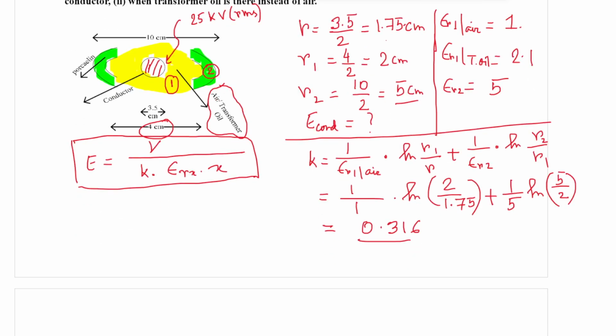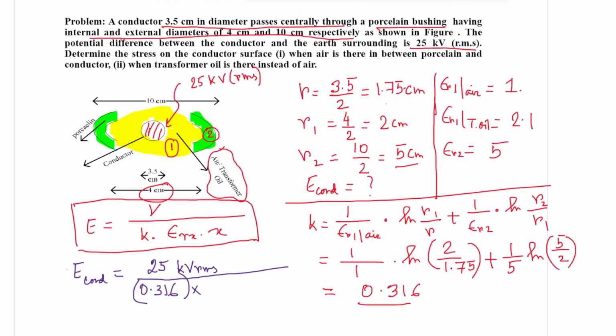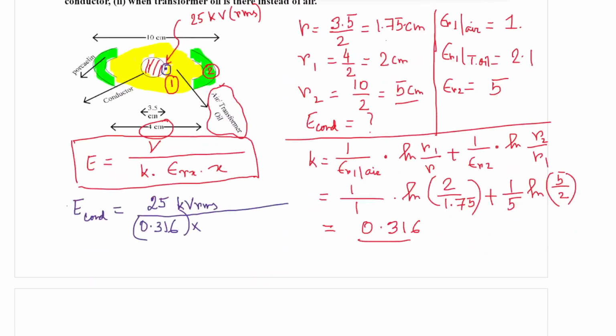So now you are ready. What will be E at the conductor? You have 25 kV RMS, and K is equal to 0.316. Now what is epsilon Rx? You are measuring the electric stress on the conductor surface, so you are under the influence of dielectric medium 1. So you should use epsilon R1, which is 1 in this case.